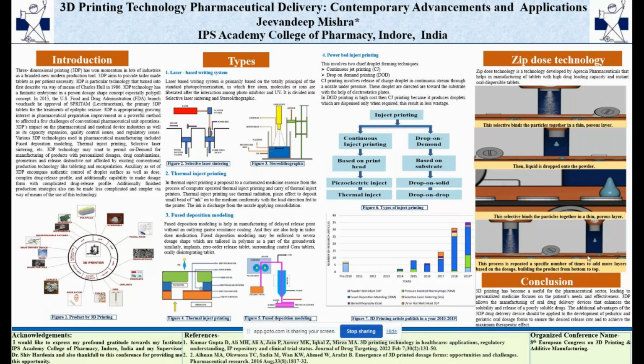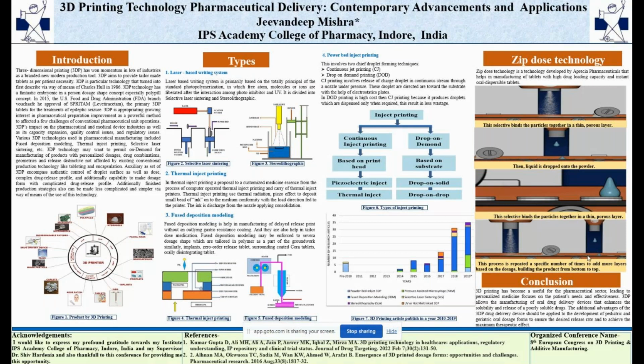Fused deposition modeling helps in the manufacturing of delayed-release printed tablets without an outlying gastro-resistant coating. It also helps in tailored-dose medication. This method is the most familiar and economical type of printer. This is analogous to thermal inkjet printing. They use a thermoplastic material. Fused deposition modeling may be enforced for several dosage shapes tailored from polymer, as parts of implants, zero-order release tablets, surrounding-coat tablets, and orally disintegrating tablets.